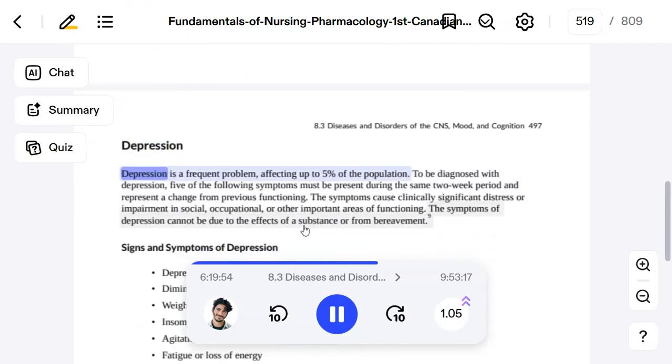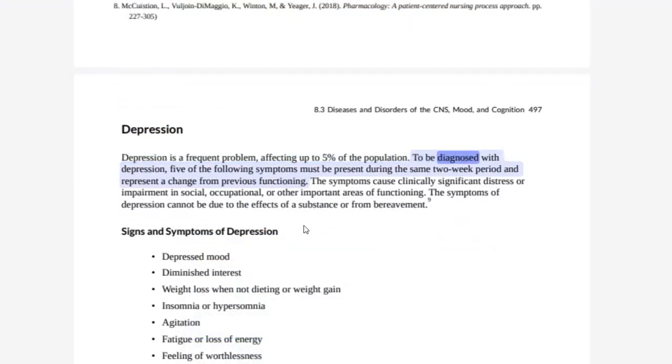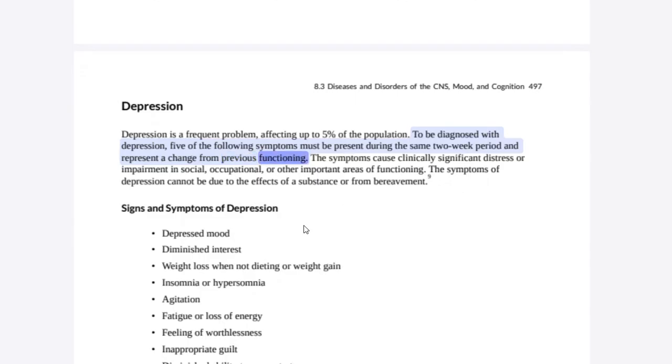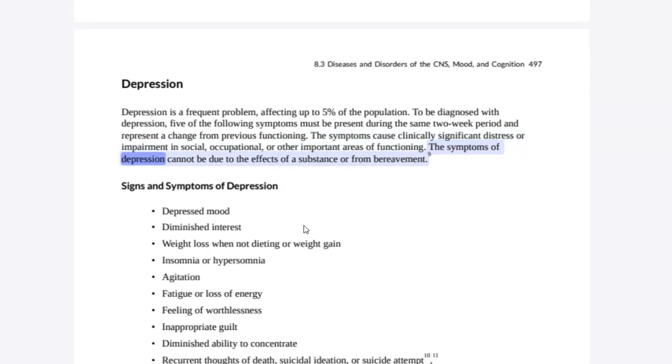Depression. Depression is a frequent problem, affecting up to 5% of the population. To be diagnosed with depression, 5 of the following symptoms must be present during the same 2-week period and represent a change from previous functioning. The symptoms cause clinically significant distress or impairment in social, occupational, or other important areas of functioning. The symptoms of depression cannot be due to the effects of a substance or from bereavement.